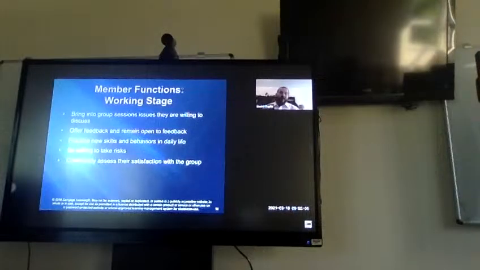Now, the member function. What should members be experiencing at the working stage? Well, they should come into group ready to talk. They should come into group ready to share experiences or issues that they want to bring up. They should be committed to offering feedback to another person. And if they're receiving feedback, they should be committed to open-mindedness to whatever feedback they're given.